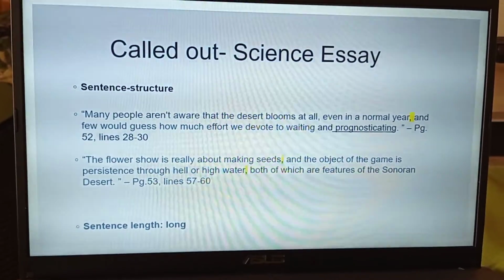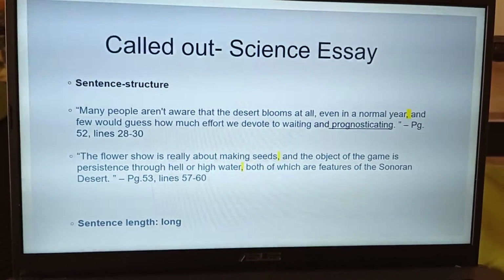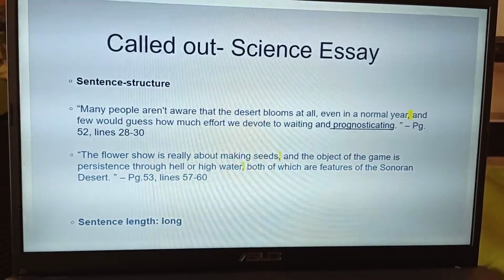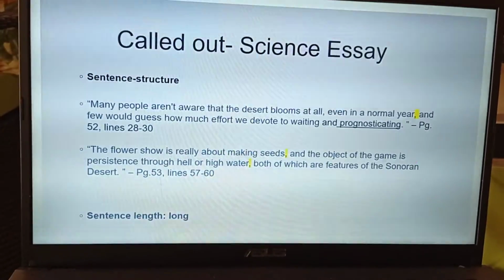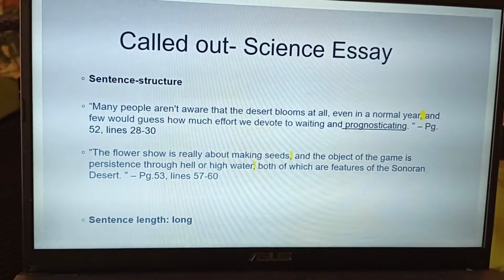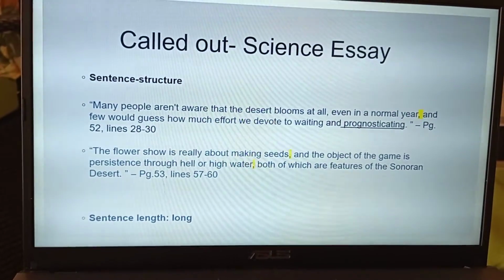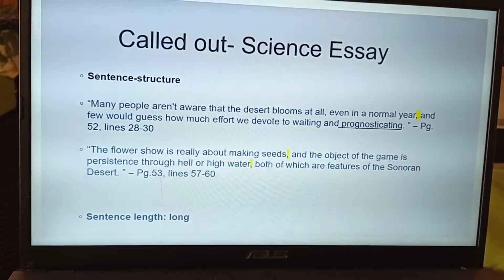Now coming to the third reference, it is about sentence structure, and I will analyze it from the length of the sentences. And this is found on page 53, lines 57 to 60, and also page 52, lines 28 to 30, and it says, many people aren't aware that the desert blooms at all, even in a normal year, and few will guess how much effort we devote to waiting and prognosticating. The other reference is, the flower show is really about making seeds, and the object of the game is persistence through hell or high water, both of which are features of the Sonoran Desert.